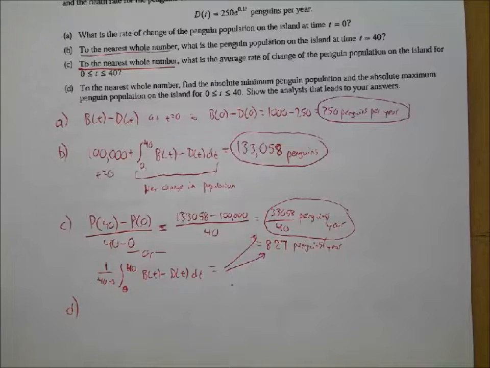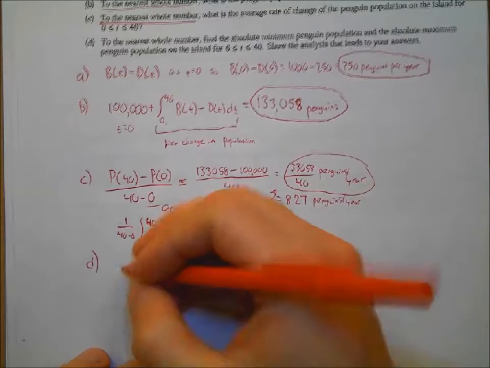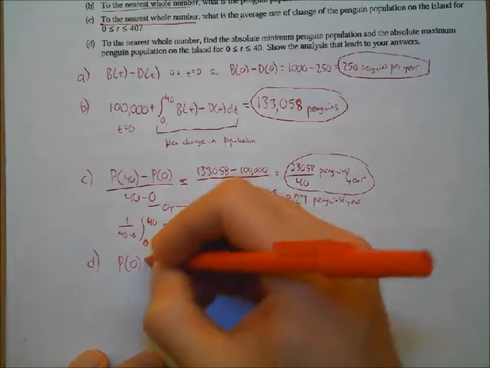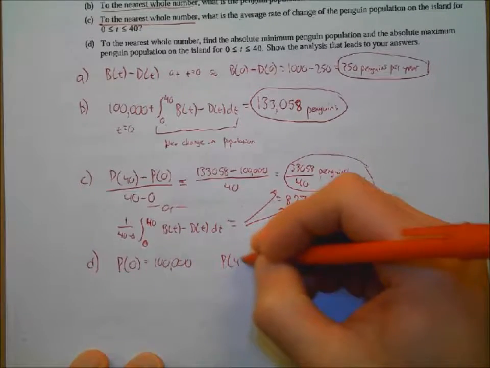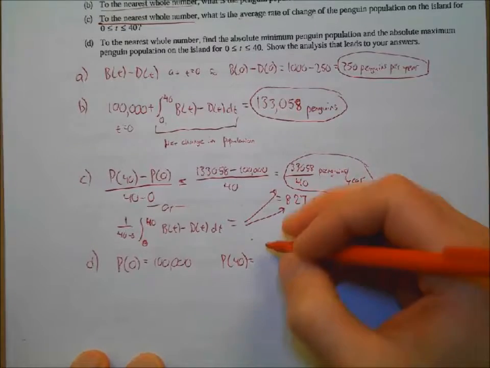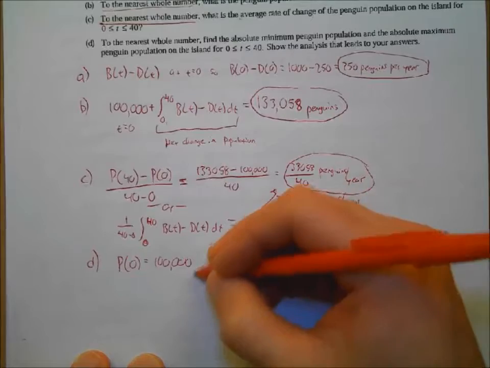All right. So, we need to come up with what points as our possible candidates for the absolute minimum and absolute maximum. Critical values and also the endpoints of our interval, right? We already have the endpoints of our interval, so we can already go ahead and say the population at 0 is 100,000. Okay, we can say the population at 40 is 133,058. Okay.